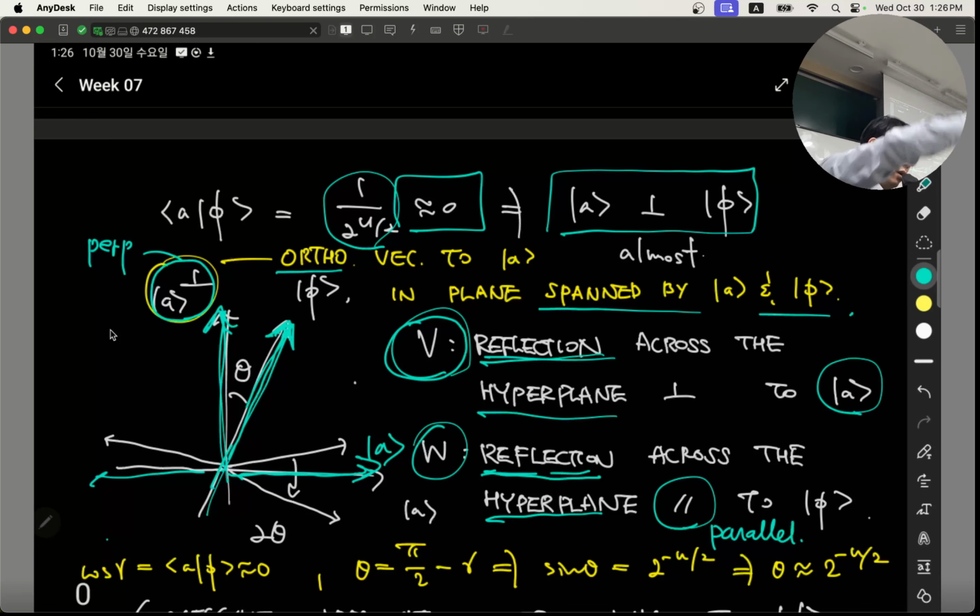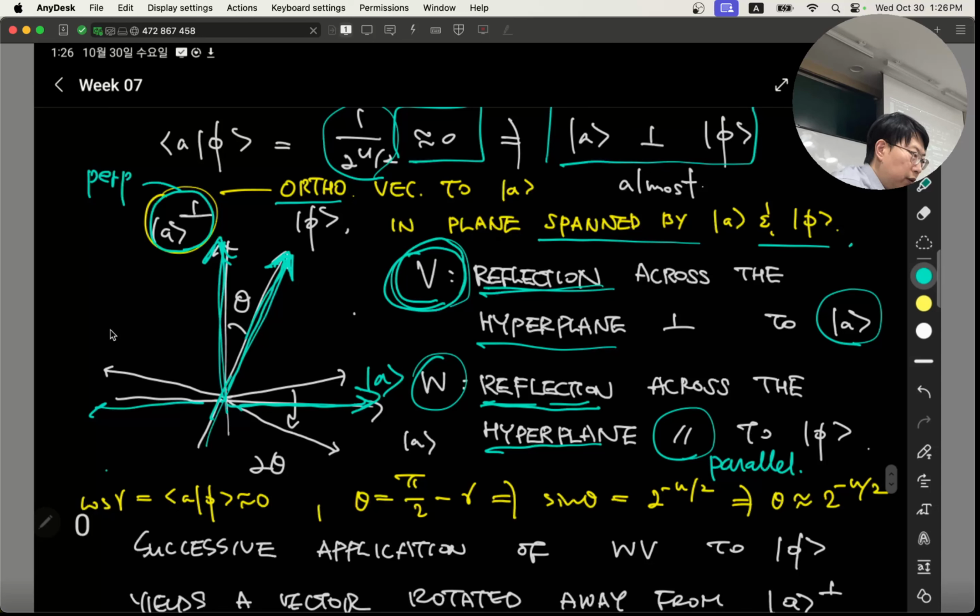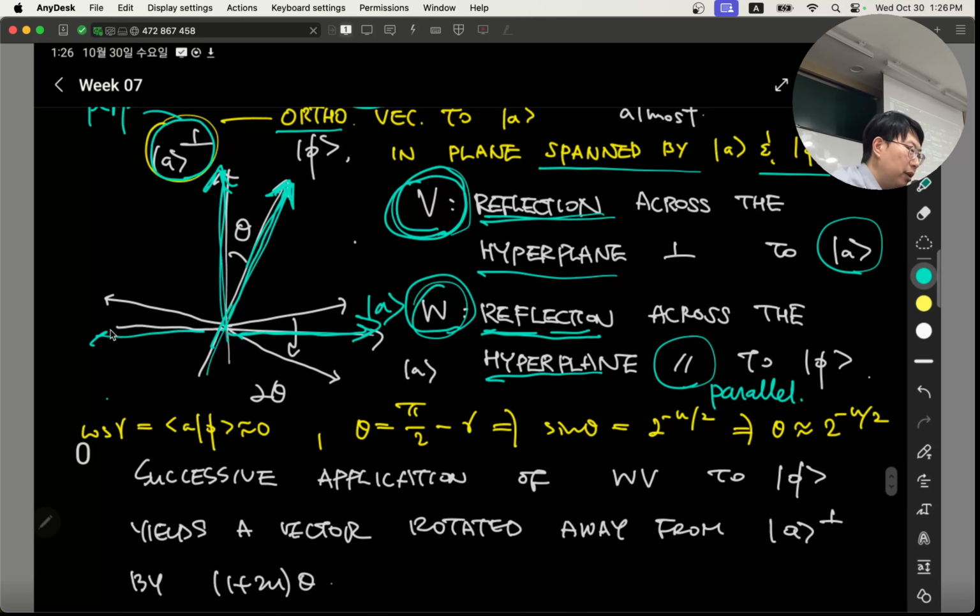So it reflects the A direction. Okay, so you can say that V and W are both reflections. It's the same meaning of reflection. Now, what does WV do? When you apply V and W successively, it's actually a rotation.